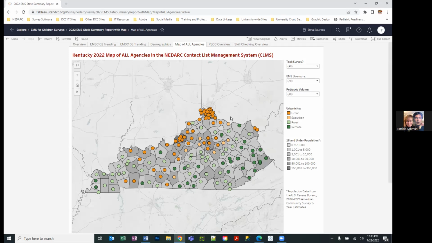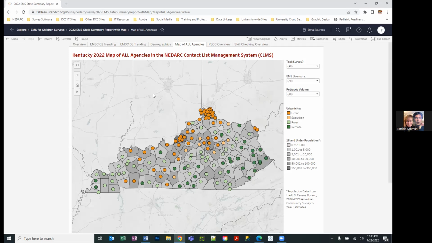So when you roll over any of these dots, it's going to tell you the agency it is. If it says licensure not available or pediatric volume not available, then this is somebody who did not take the survey. If you go to somebody else here, like Georgetown, you'll see they have an ALS in their medium high volume. So you'll be able to see that they did take the survey. And there's other ways to do that.